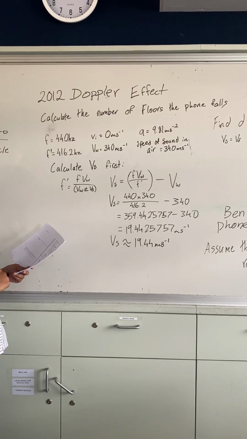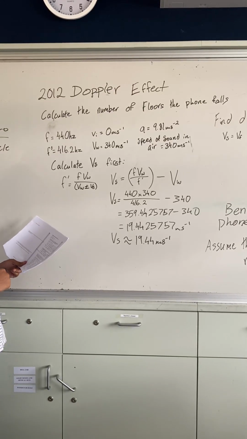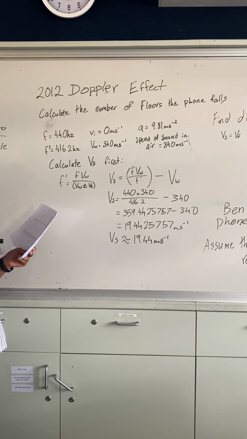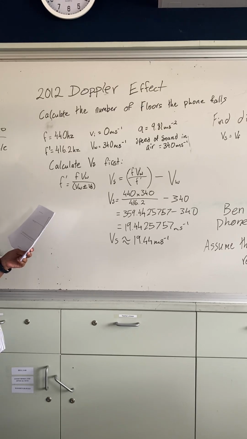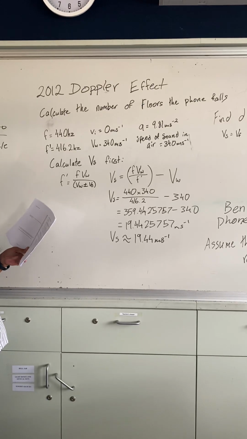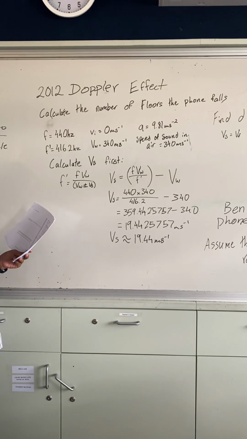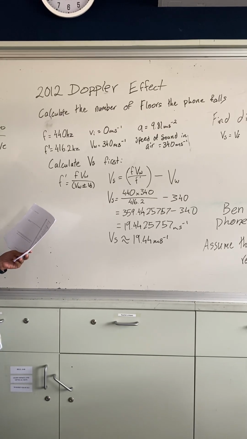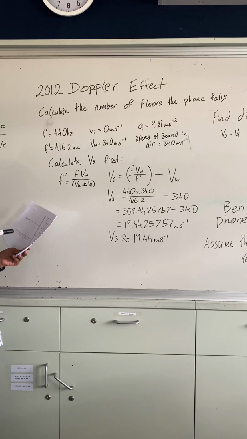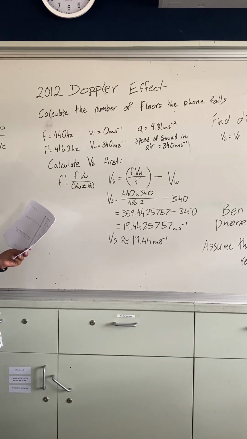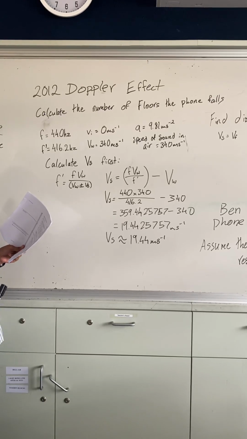2012 paper, Doppler effect question 3c. Ben is on the top floor of an apartment building and has a phone that emits a single ringing tone of 440 hertz. Unfortunately, while picking up the ringing phone, Ben drops it so that it falls off the edge of the 0.7 meter high top floor ledge he is leaning on.